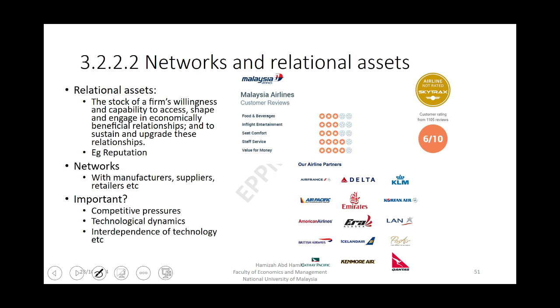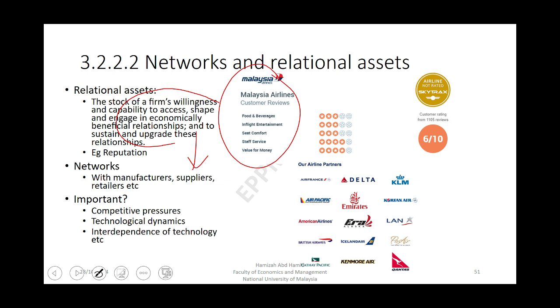Firms can also gain and sustain competitive advantage through networks and relational assets, their internal assets. Relational assets are their willingness and capability to access, shape and engage in economically beneficial relationships, their ability to build relationships. The focus is on networks. How companies can have skills and assets to create relationships.